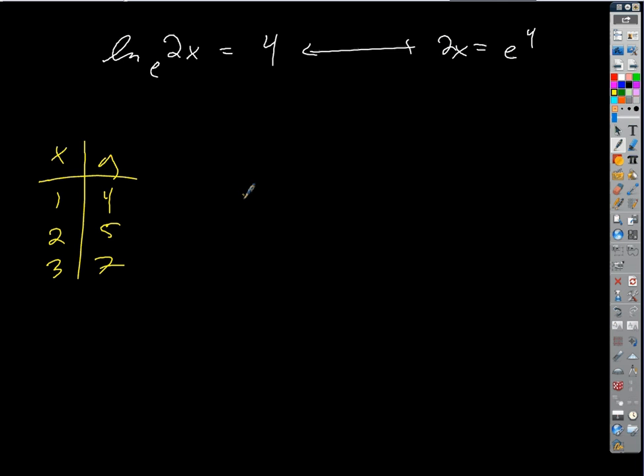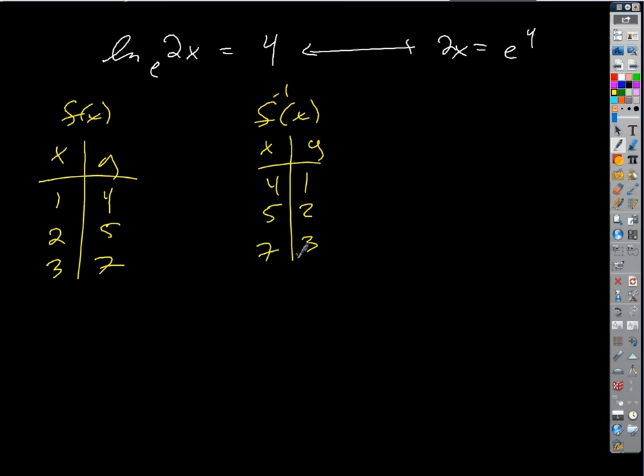So if we call this f of x, what's the inverse of f of x going to be? I'm just going to flip the domain and the range. I input a 4 and I output a 1. Input a 5 and output a 2. Input a 7 and output a 3, right? How does that manifest itself in terms of a graph?